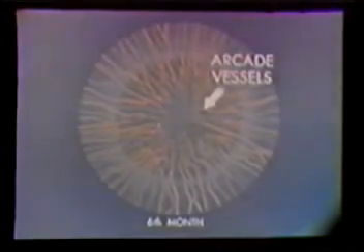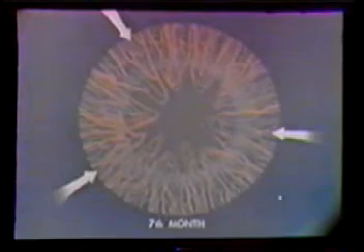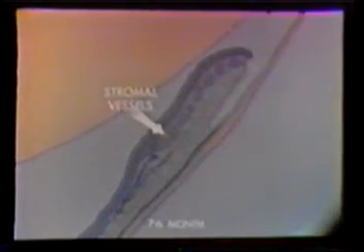Returning to a front view of the eye, we see the arcade vessels at the height of their development. A number of small branches of the major arterial circle now grow into the peripheral portion of the iris stroma, and by the 7th month, several layers of vessels are distinguishable. Their relationship is more apparent in section. Most superficial are the arcades. Beneath them are the veins and arteries vascularizing the iris stroma.